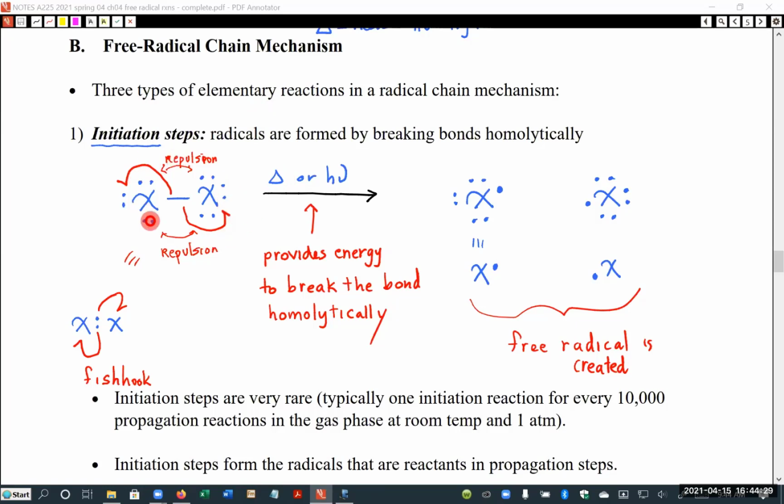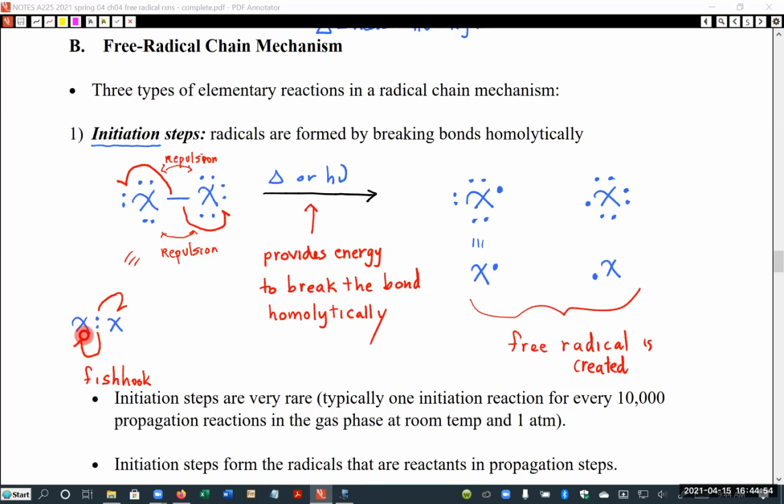So we start with our halogen, we put in heat or light, that's going to provide our energy to break that bond. And what we see is the bond breaks homolytically. So as the bond breaks, there's 2 electrons here. So I've rewritten it down here so you can see the 2 electrons. And we see that 1 electron goes onto one of the atoms and the other electron goes onto the other atom.